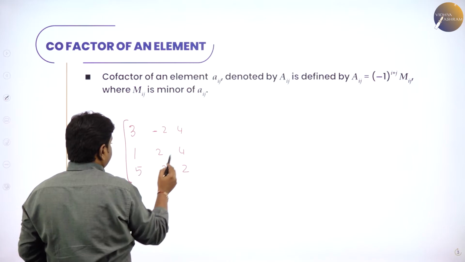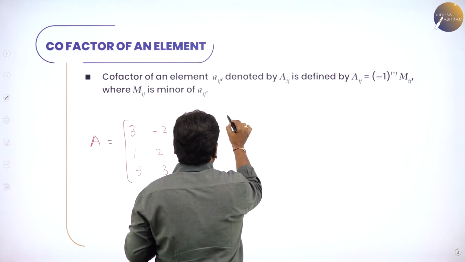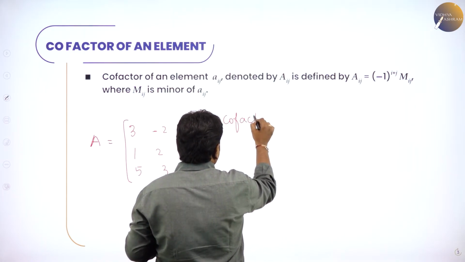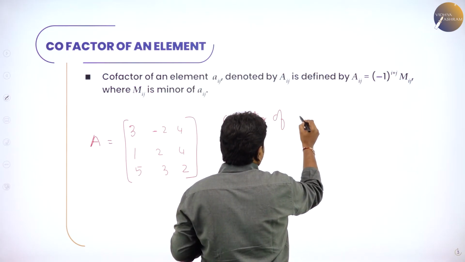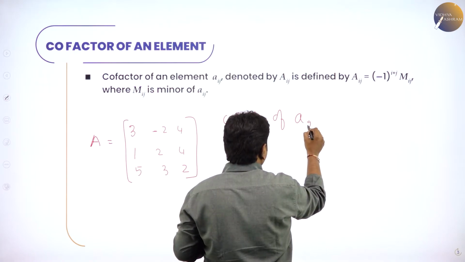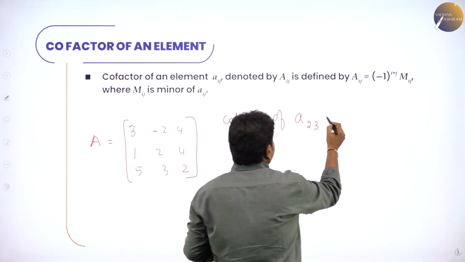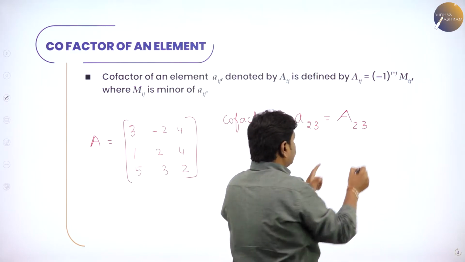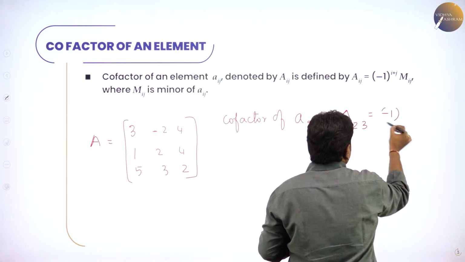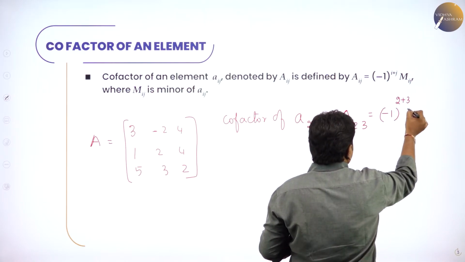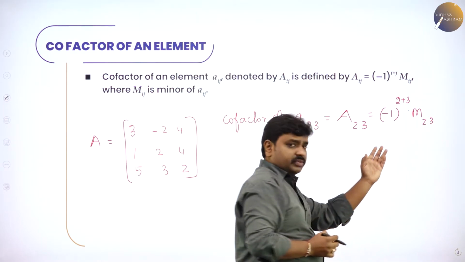So I've taken a matrix. Suppose I ask you to find cofactor of second row, third element. Say I want a cofactor of A23. Cofactor of what? Second row, third element, A23, and we symbolize it as what? Capital A23. Capital A23 means what? Cofactor of second row, third element, and this is minus 1 power i plus j, means 2 plus 3, into minor of 2 3.